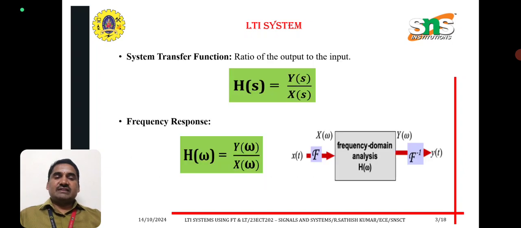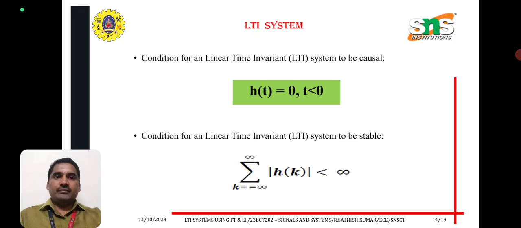System transfer function is nothing but the ratio of the output to the input. H of s is equal to Y of s divided by X of s. Frequency response, H of omega is equal to Y of omega divided by X of omega. When we take the Fourier transform of x of t, we get X of omega. For frequency domain analysis, H of omega produces the output Y of omega. When we apply the inverse Fourier transform to Y of omega, we get the output y of t.